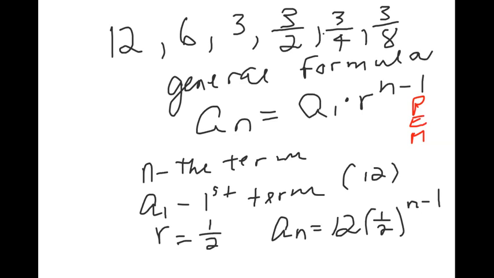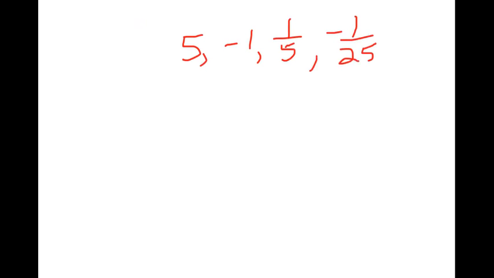All right, so let me see if I could find another one for you guys. A geometric sequence. All right, so let me erase this one right here. And let me give you this one right here. Okay, so for this one, guys, I am looking at 5. Oops, let me start it over again. All right, clear this out. Okay, this one is 5, comma, -1, comma, 1/5, comma, -1/25.